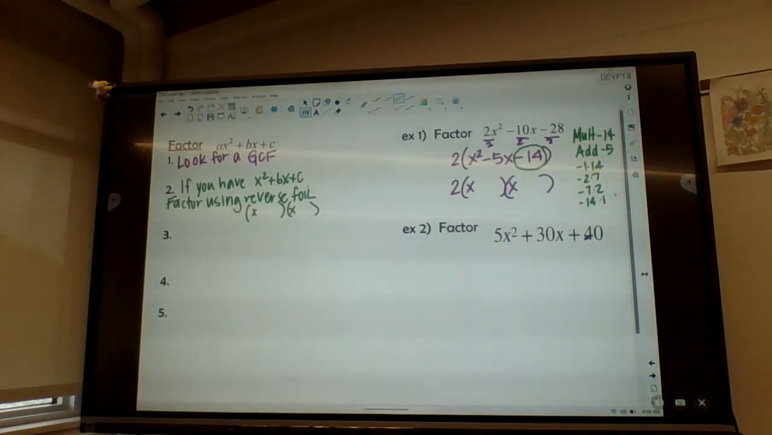So we have our list here. And if I want to add to get a negative 5, the bigger number needs to be negative. So it's going to be this negative 7 and a positive 2.